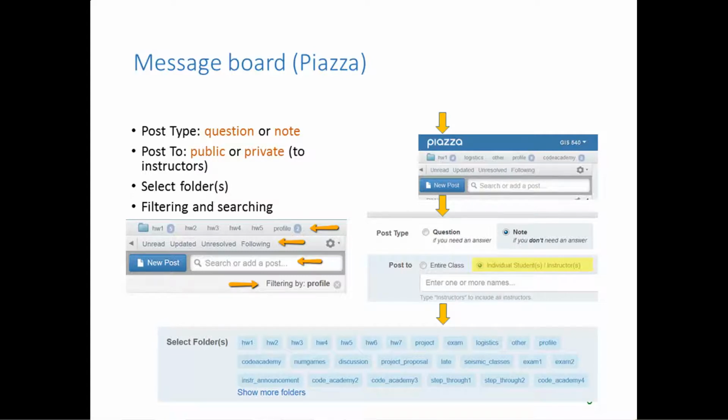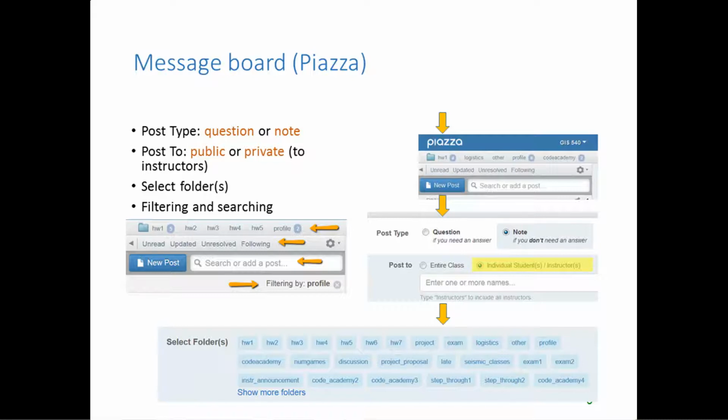When you start a new post, notice that you need to select the post type, question, or note. That way they won't be flagged as something that needs to be answered. You also need to select who can see the messages. So under Post To, select entire class or individual students/instructors. Usually you can post to the entire class, but if you're posting questions that contain homework code or solutions, or you're contesting a grade, post to instructors by selecting the second choice and typing instructors in the box.